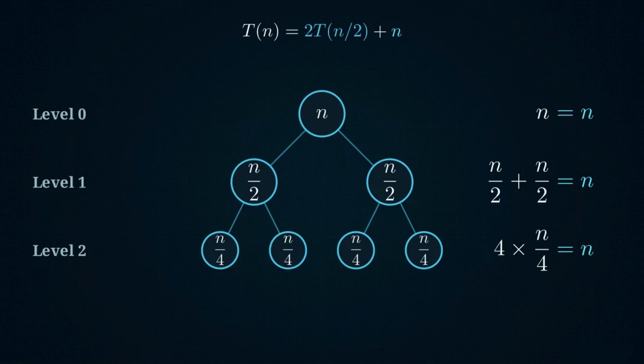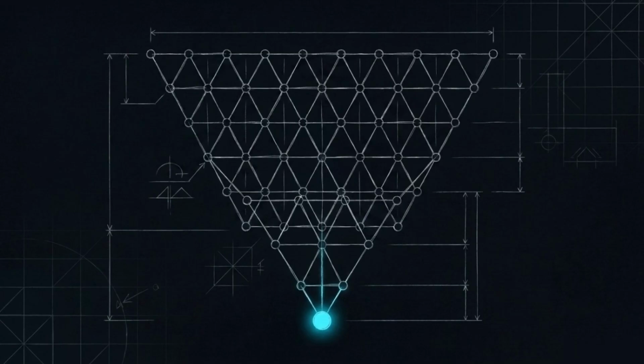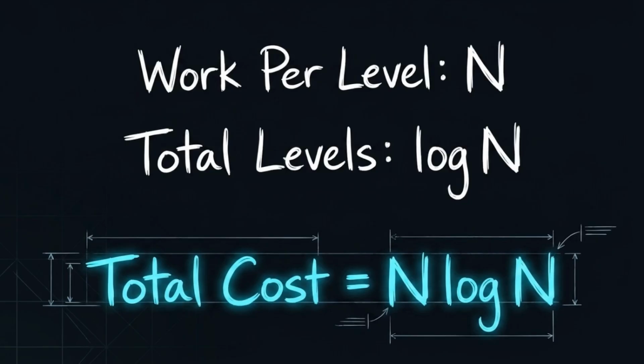If we calculate the total operational cost per level, we find a strict uniformity. Whether it's 2 chunks of size n/2 or 4 chunks of size n/4, the row sum of every single level equals exactly n. The tree stops growing when the node size reaches 1. Mathematically, this termination condition simplifies to a total tree height of log base 2 of n. To find the total algorithmic cost, we multiply the work done per level, n, by the total number of levels, log n.